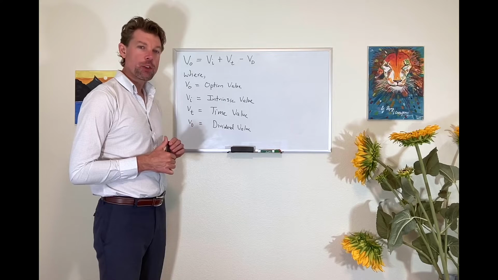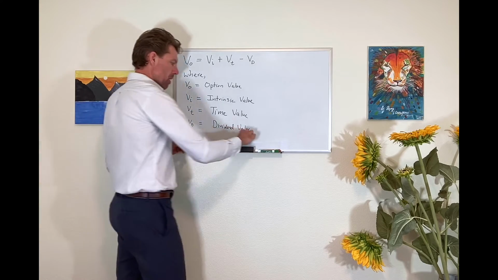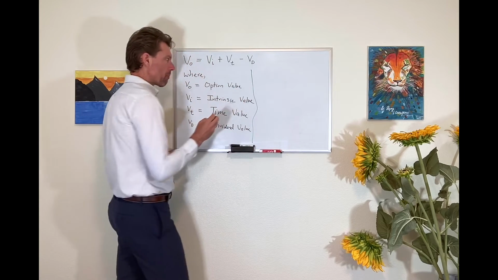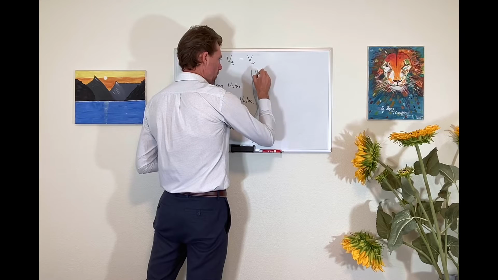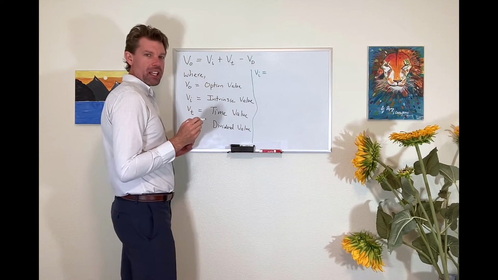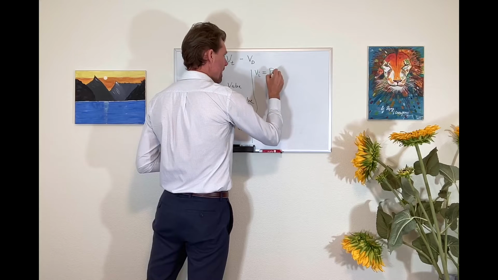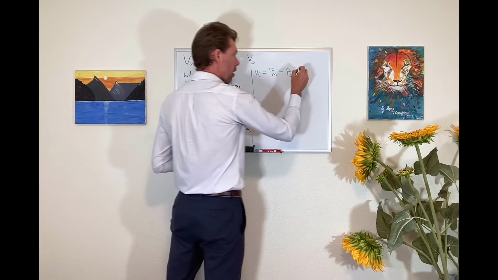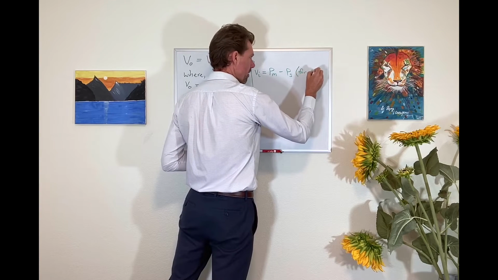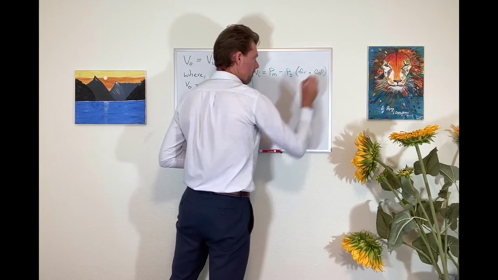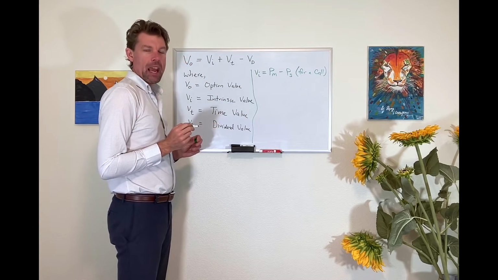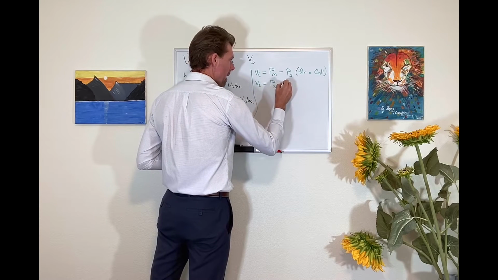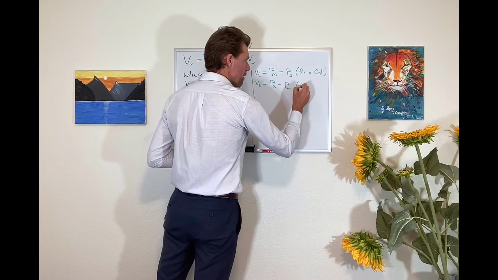Okay, let's get a little bit more into what VI, or the intrinsic value, is. I'm going to go ahead and transition to a different color here. So VI, or the intrinsic value, is equal to PM minus PS. Now, this applies for a call option. And we also have VI equals PS minus PM, and that is for a put.